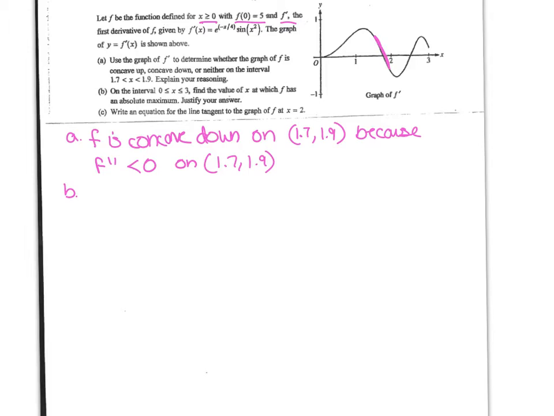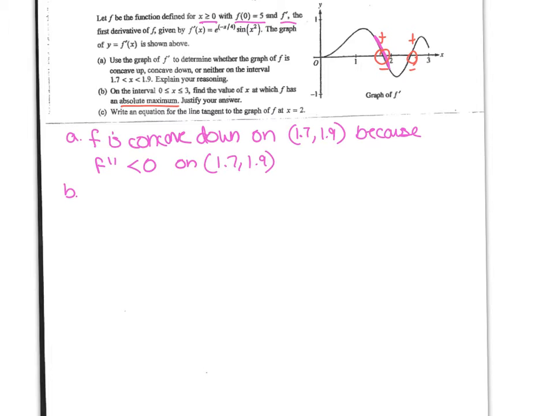All right, B. On the interval from 0 to 3, find the value of x at which f has an absolute maximum. So it's very, very important you recognize it's asking you for an absolute. It's not asking you for a relative, okay? We know, based on our picture, where our relative maxes and mins happen. We know that our slope here is positive and negative. So right here is a relative max. Then here, it changes sign from negative to positive. That's going to be a relative min, okay?